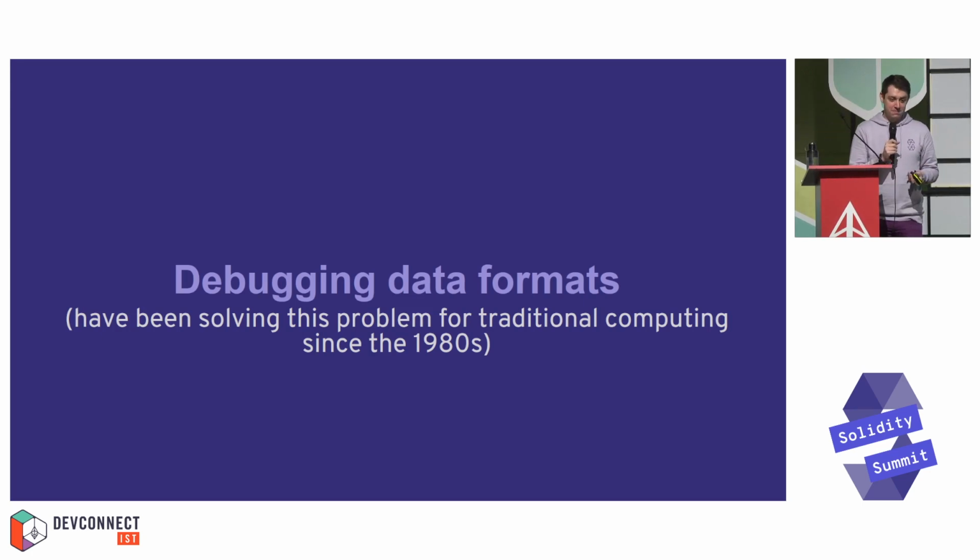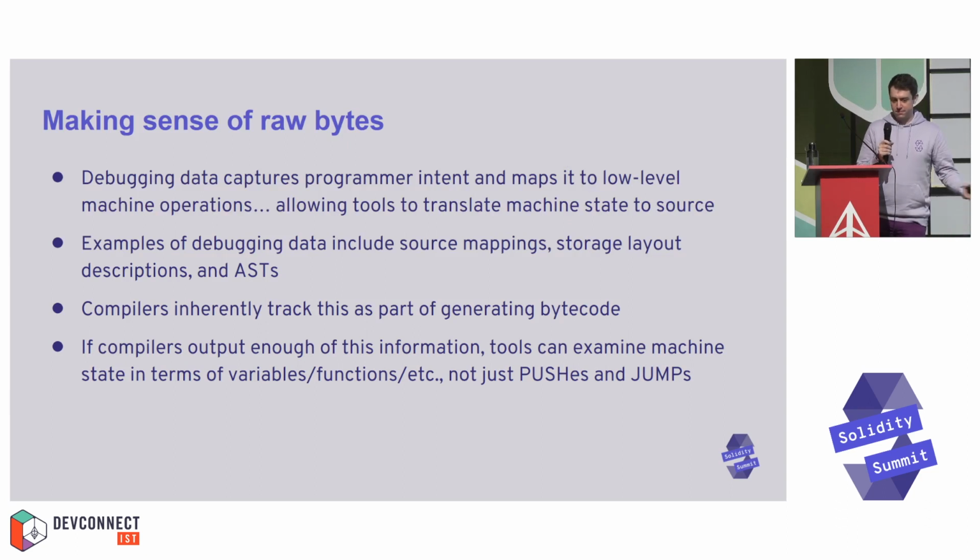There's a thing that solves this problem. It's called a debugging data format. They have existed since the 80s. The compilers output them, and debuggers read them. And that's pretty cool. So what does it look like? Well, the compiler produces some output that captures the programmer intent. When the compiler produces the bytecode, it can keep track of all of the type definitions and all of the function calls and all of that.